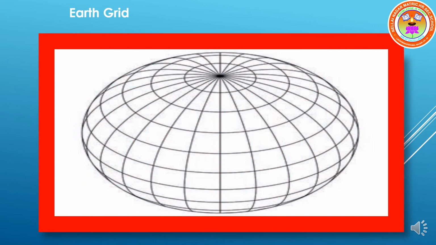This is the image of Earth grid. The imaginary lines of latitude and longitude form a grid-like pattern on the surface of the Earth, known as the Earth grid or geographic grid. To locate a place exactly on Earth, the latitudinal and longitudinal extensions are required.